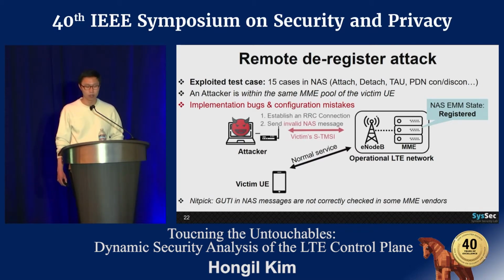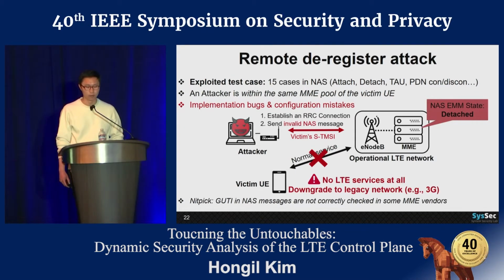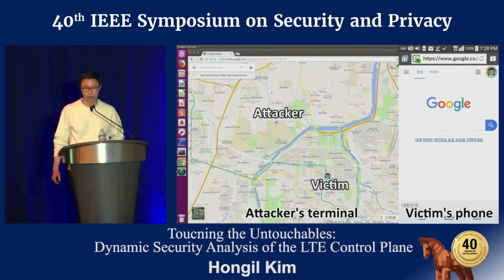And the attacker makes an RRC connection as if they were the victim UE and triggers an invalid NAS procedure using the victim UE's identity. Then the operational LTE network just thinks that something went wrong with the victim UE and changes the state of the victim UE from registered to detached. Then the victim UE cannot receive any LTE service at all. And after some time, the victim UE is downgraded to the legacy network such as 2G and 3G. And here's the demo.